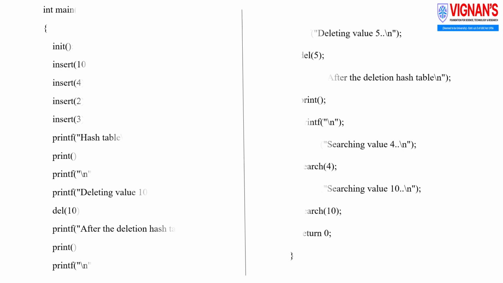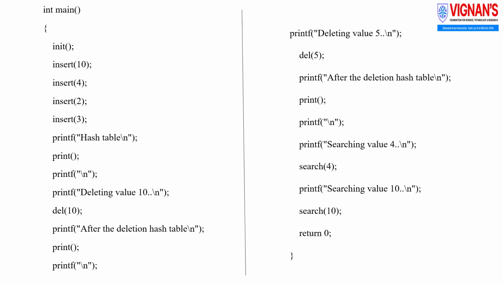The main function demonstrates how the hash table operations work step by step. First, the program calls the init function to initialize the hash table. Next, several values are inserted into the hash table. The values inserted are 10, 4, 2, and 3. After inserting the values, the program prints the contents of the hash table.